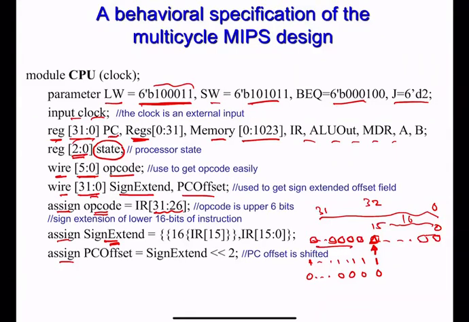How can I write that in Verilog? Here is the example. Please take from 0 to 15, and then take the 16th one, which is number 15, repeat it 16 times, and concatenate that with the first 16 bits. This is how it will be written in Verilog.